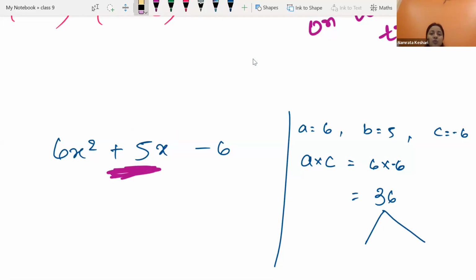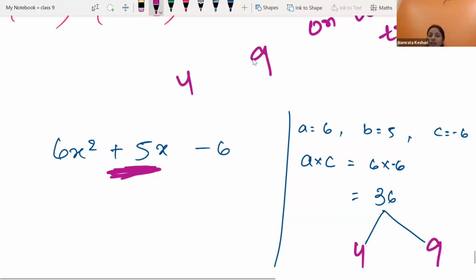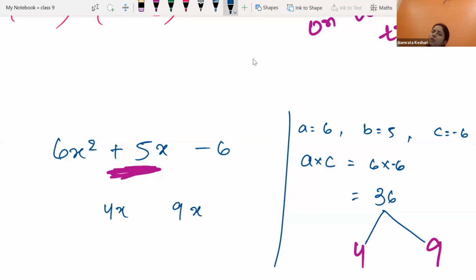So we will not think about 2 and 18. Okay, 6 times 6 is 36. The table of 4 contains 36. 4 times 9 is 36. 4 and 9 will give us 5. When you do the subtraction between 4 and 9, you are going to get 5. Yes or no? Yes, ma'am. And I told you, don't worry about the sign plus 5 and all. You will be able to manage. Just write 4x and 9x, and the sign you will be able to manage by yourself. You need plus 5x, that means plus 9 minus 4. Yes or no?